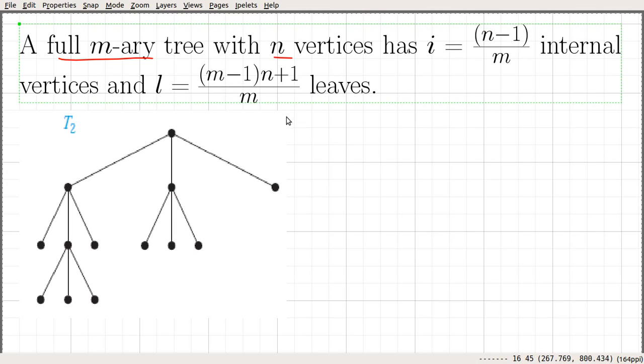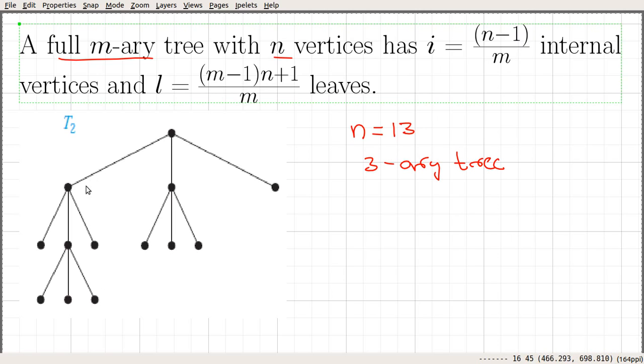Okay, let's see whether this holds for this one or not. If you look at this particular tree, the number of vertices is 13. And this is a 3-ary tree.